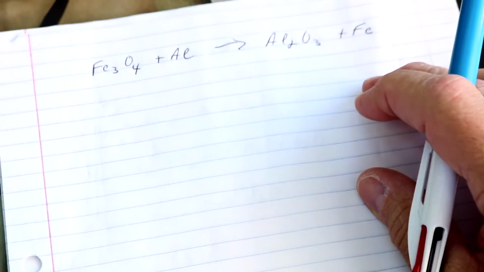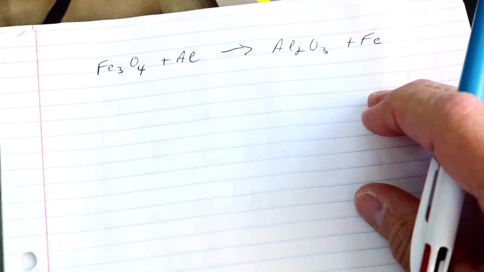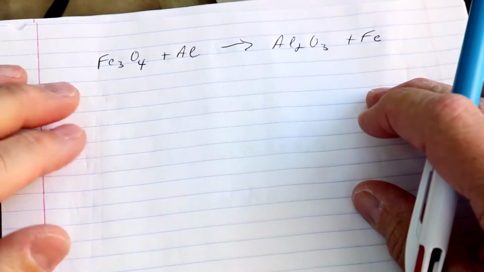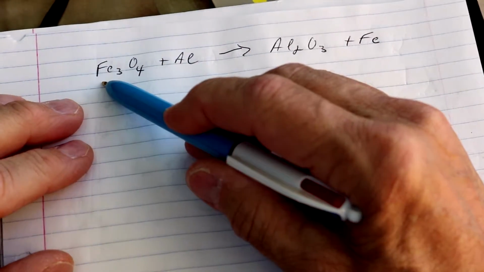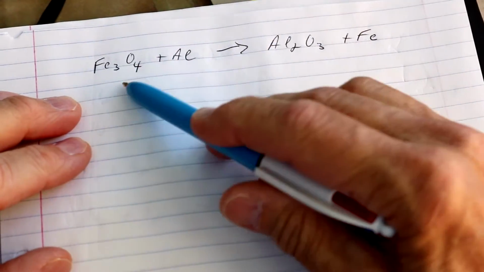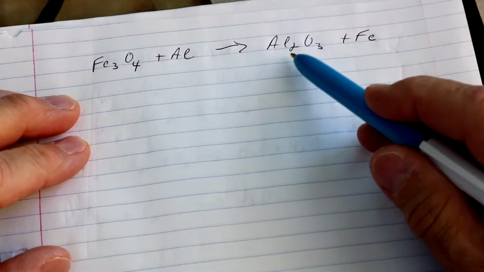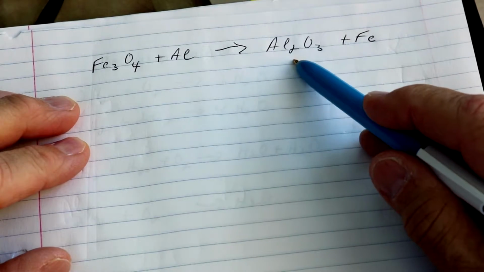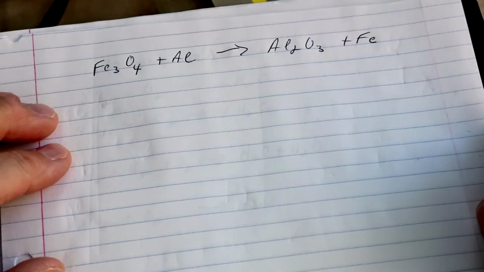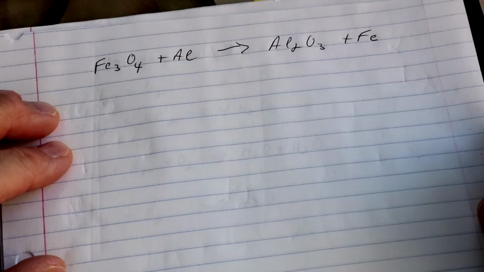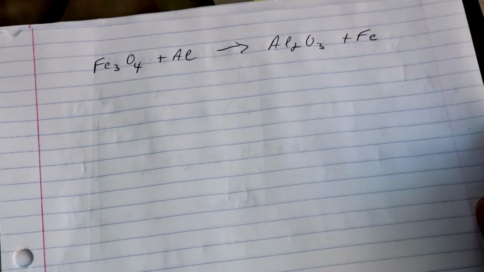All right, let's do one that's a little bit harder here. This is the kind of one I want you to expect on your quizzes and tests. We have iron oxide, Fe3O4, and aluminum yields aluminum oxide and iron. So pause the tape now if you want to try this on your own. It may take you a while. This one's a little more complicated. When you're ready, start the tape back up again.